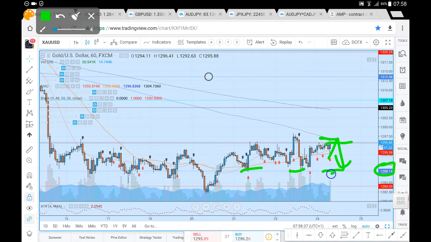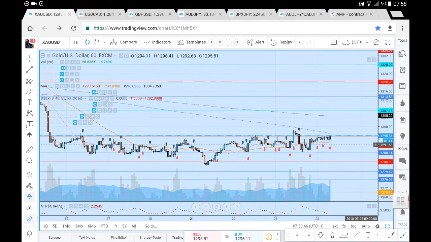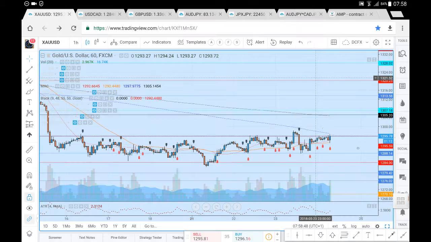Failing to hold 1288 as support, we could see price head down towards that 1284. Key important level marked out here in red. And failing to hold the 1284, could potentially see prices head down towards the 1280, or potentially down towards that 1276 here on the XAUUSD.